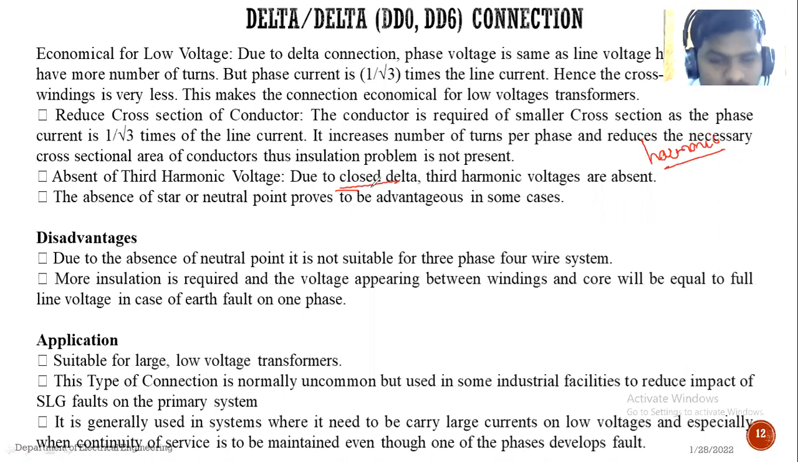Okay, now there are some disadvantages. The first disadvantage is that due to absence of neutral point it is not suitable for 3-phase 4-wire system. Is it suitable for 3-phase 4-wire system? No sir. No, because for 4-wire we cannot take out the neutral connection from it, so this is not suitable for a 3-phase 4-wire system. Okay, so this is the first disadvantage.